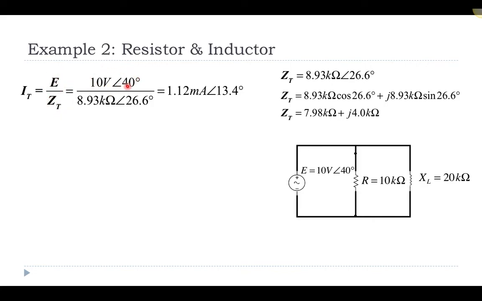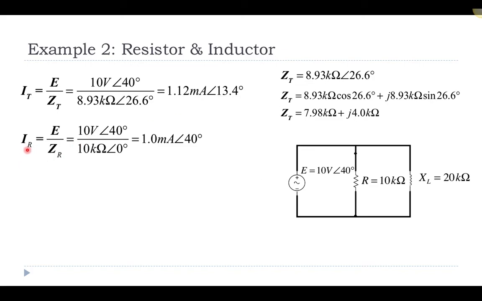I know the voltage is 10 volts, phase angle of 40, and the total impedance is 8.93 kiloohms, angle of 26.6. If I divide 10 volts by 8.93 kiloohms, I get 1.12 milliamps. And if I want to find the angle, I take 40 minus 26.6, and I get 13.4. So the total current that's coming out of this voltage supply is 1.12 milliamps, and it has a phase shift of 13.4 degrees. I'm also interested in knowing what the current is through each of the different components.